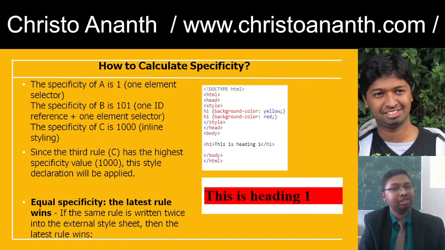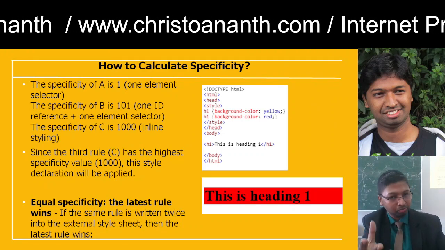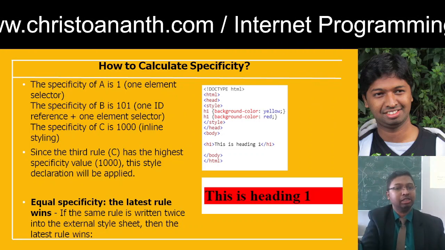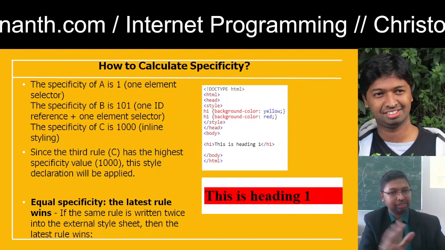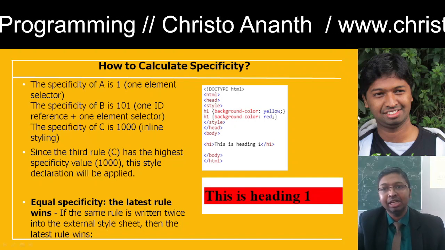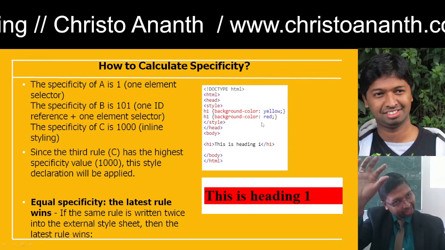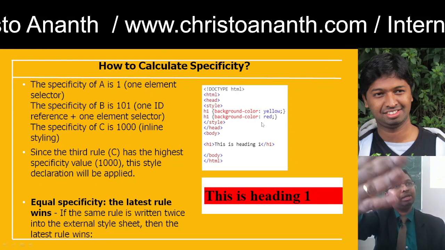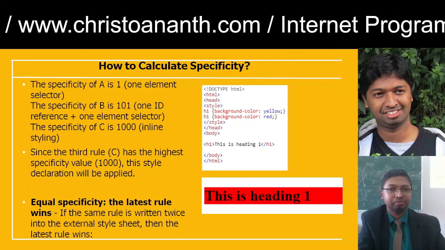So with equal specificity, the latest rule will win. If the same rule is written twice in the external style sheet, the latest rule will win. That is the reason for yellow and then red. Yellow was there, it was overwritten by red, so that is the reason it is red.